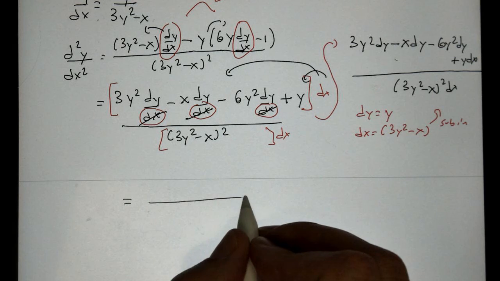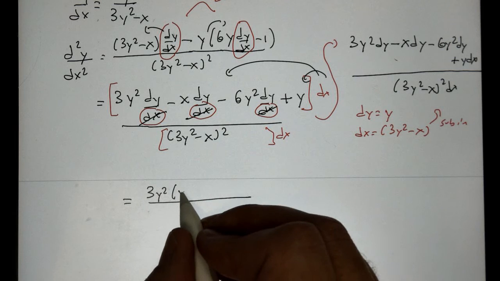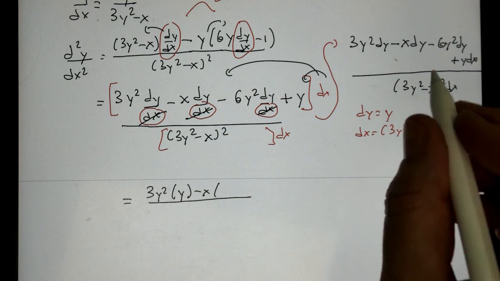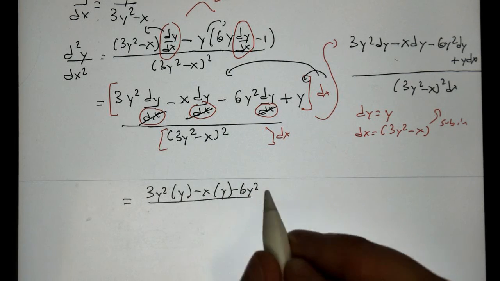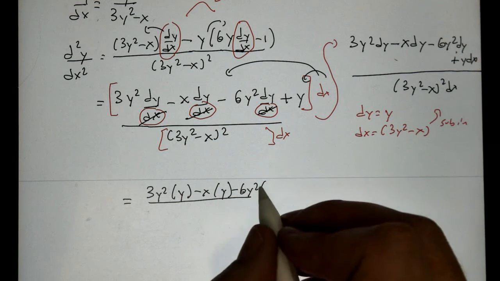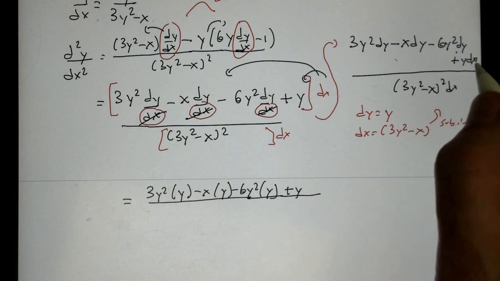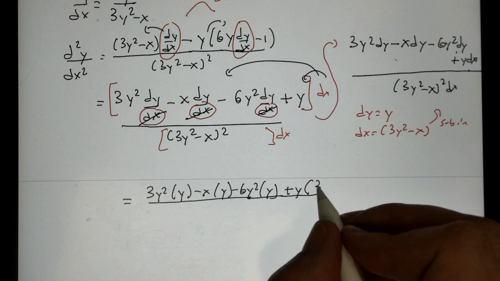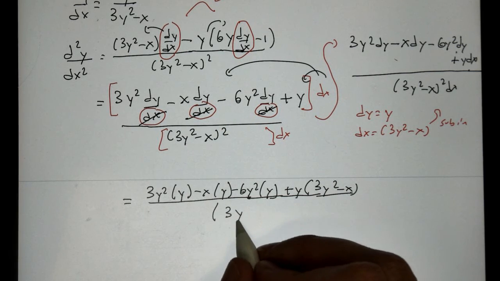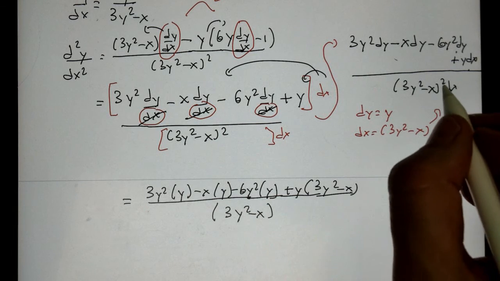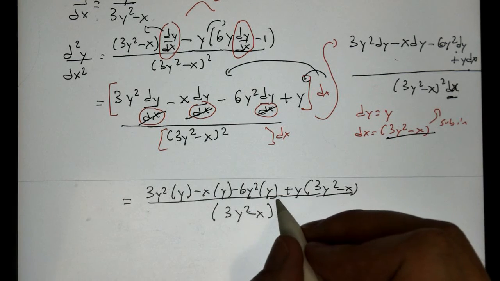Equals, ready? 3y squared. Well, what is dy equal to? y. Minus x dy, which is y. Minus 6y squared. Whoops, grab my parenthesis there. Times dy, which is y. Plus y dx. Be careful: dx, remember, parentheses are important. 3y squared minus x. All over the bottom, 3y squared minus x. Now remember, I'm multiplying this by dx. Well, dx is just 3y squared minus x. That's just going to make that a cube.